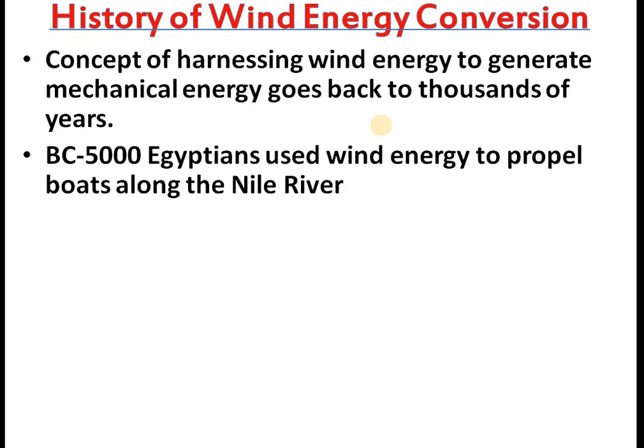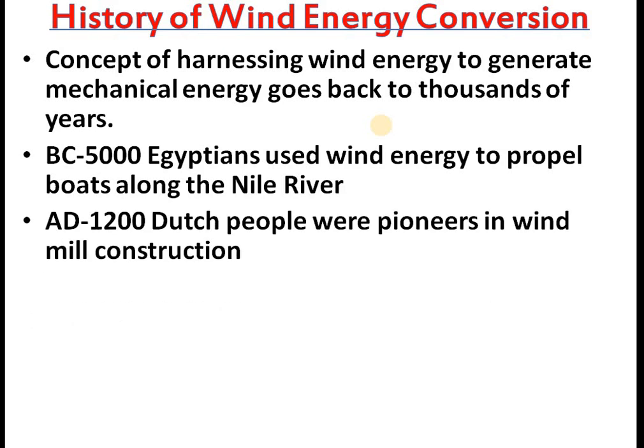They used such devices to run their boats on the Nile River. The Nile, you know, is a very lengthy river, through which boats were driven with wind energy systems. And in AD 1200, Dutch people, as I showed in the previous slide with some video, established such windmills in the Netherlands for their various life applications.